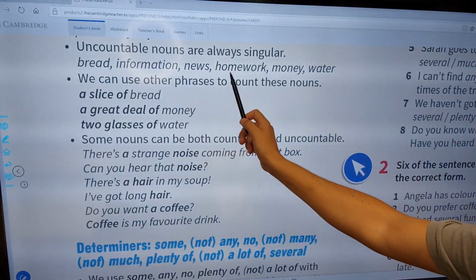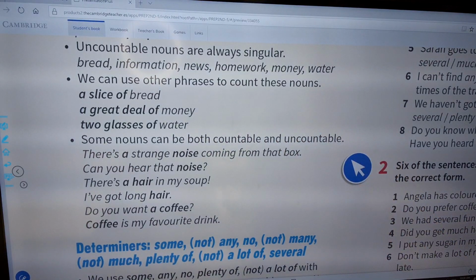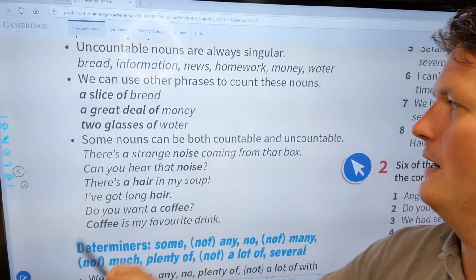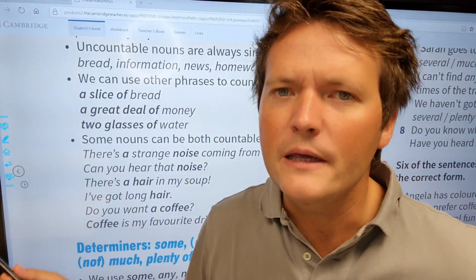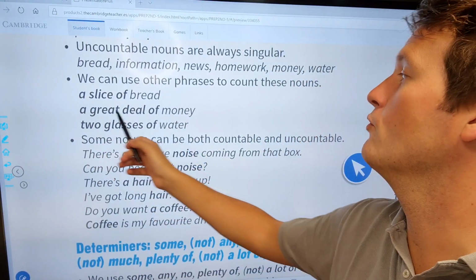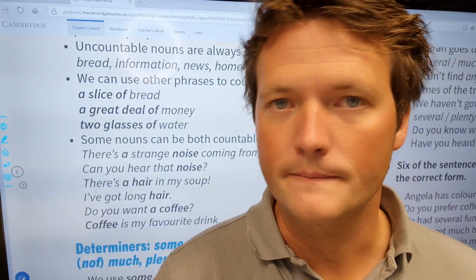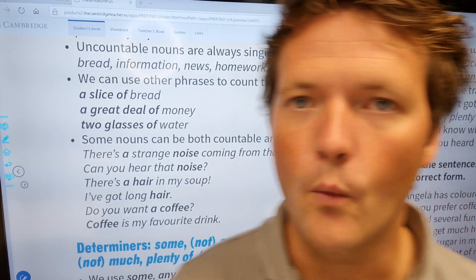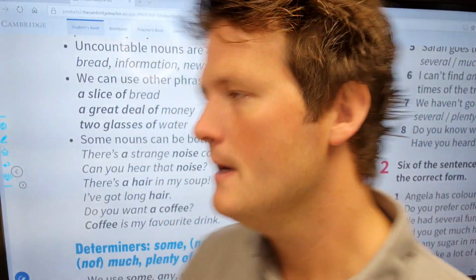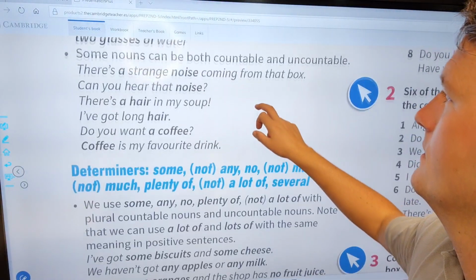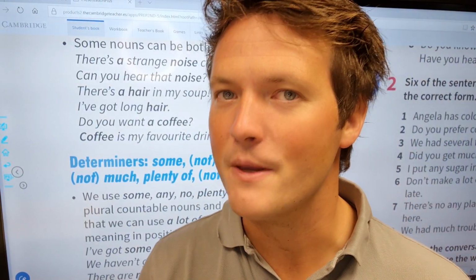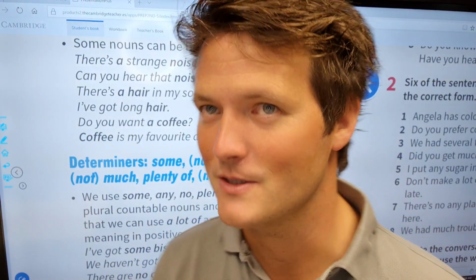We can use other phrases to count these nouns. Yes, so you can, instead of saying a bread, you say a slice of bread. Money, no, but you can say a lot of money, a great deal of money. You can say 2 glasses of water, right, obviously. But some nouns, I know, some nouns can be both countable and uncountable.